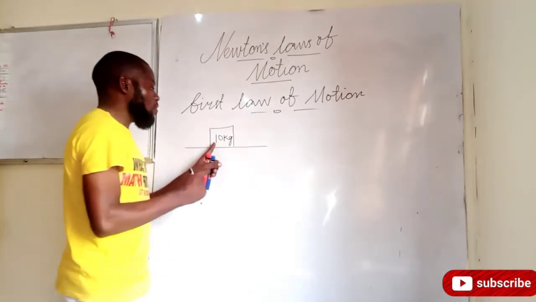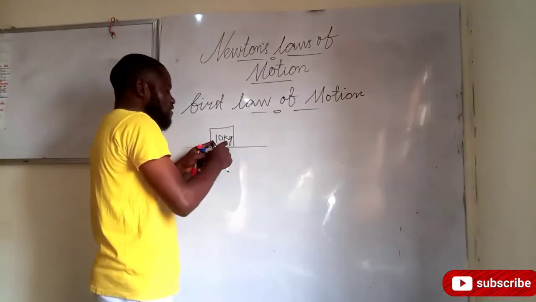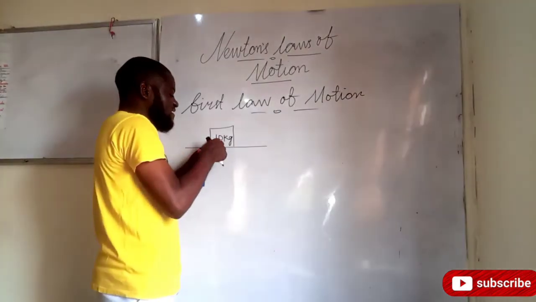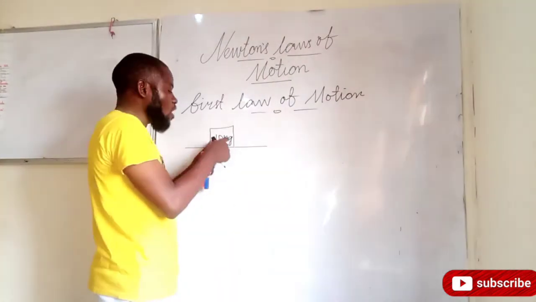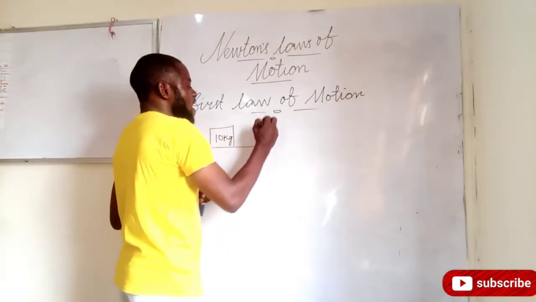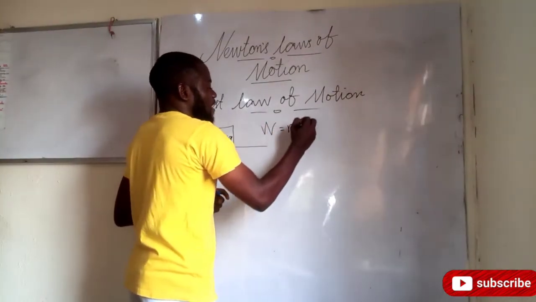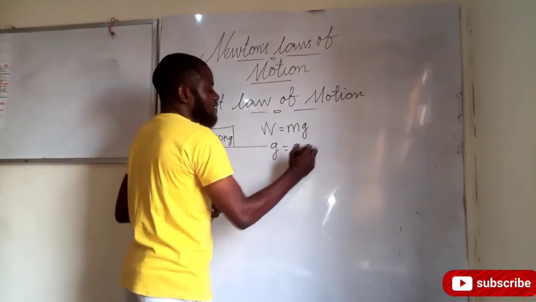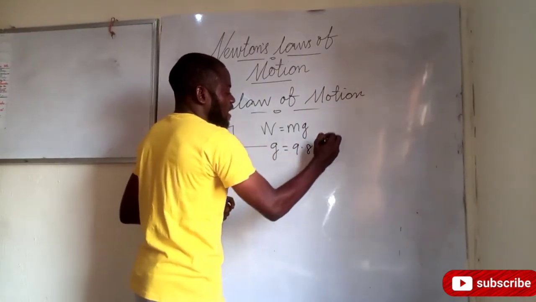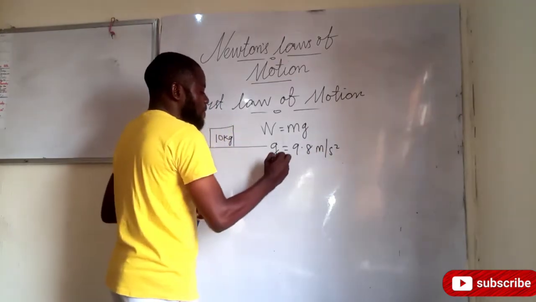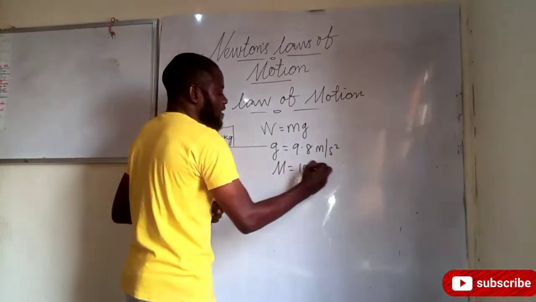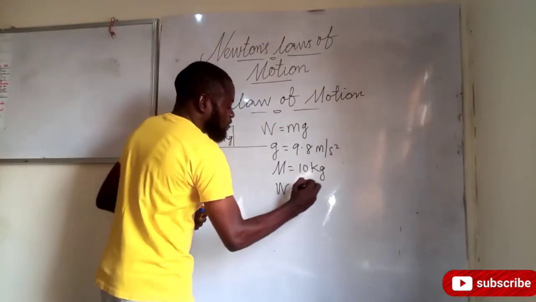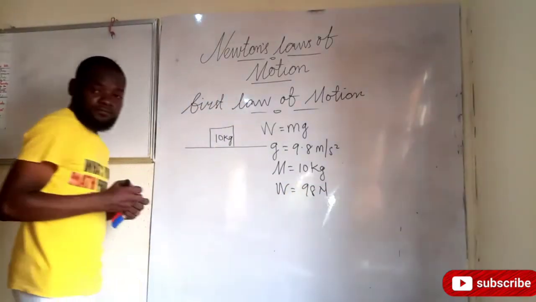Now let's see something. Immediately you drop this body on this platform, the body is exerting its weight on this platform. What is the weight of this body? Weight is given as mass times gravity, and practically gravity is 9.8 meters per second squared. The mass of this body is 10 kilograms, hence the weight of the body is going to be 98 Newton.